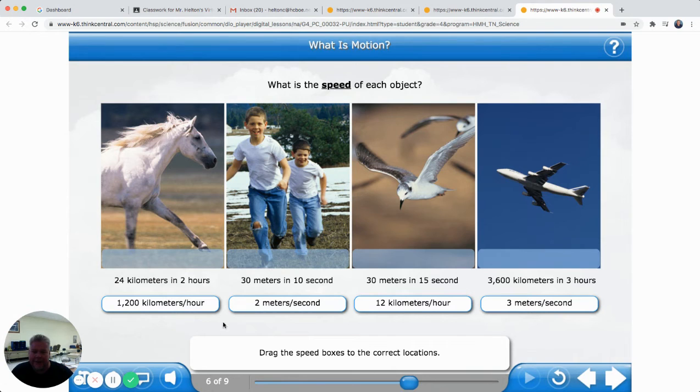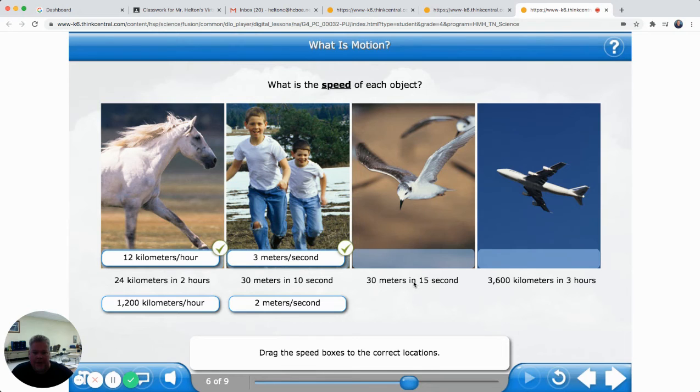Okay, 30 meters in 10 seconds. Right there. There we go. Okay, 30 divided by 10. How many 10s are in 30? 3, right? So it would be 3 meters per second. There it is.